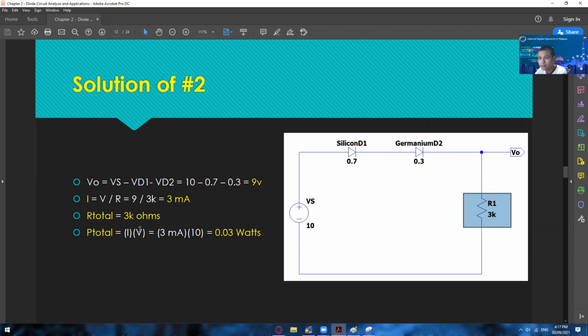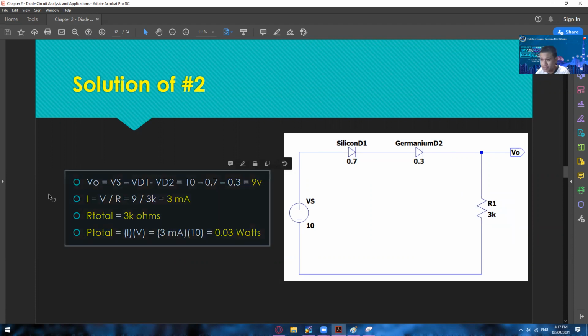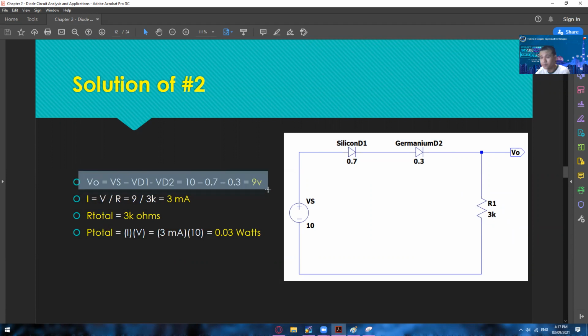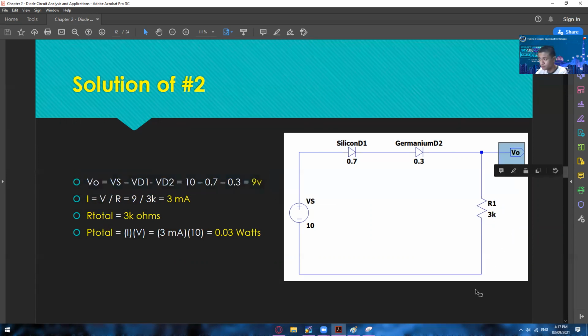And then for the R total, of course, we have 3K ohms. And for the P total, we use the formula P is equal to I times V. So 3 milliamps times 10 is 0.03 watts. This is just the new way on how to get the value of VO at this point after passing through these two diodes. Were you able to follow that one?